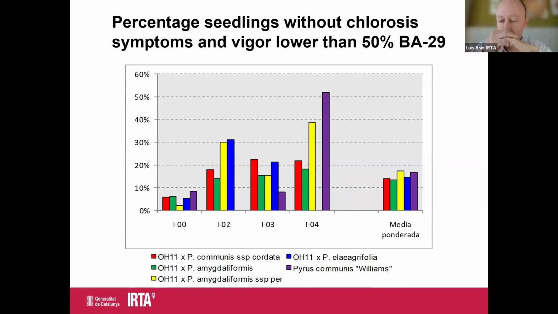seedlings without chlorosis symptoms and also with a vigor lower than 50%, and it is really a very dwarfing rootstock. You can see that approximately 15% of the selection has both characteristics. More, the majority of them is that, and we go to phase 2. And you can see that we are talking about 12%. In this case, the percentage is a little bit higher, but you can see that the majority of the trees that have these values pass to phase 2.